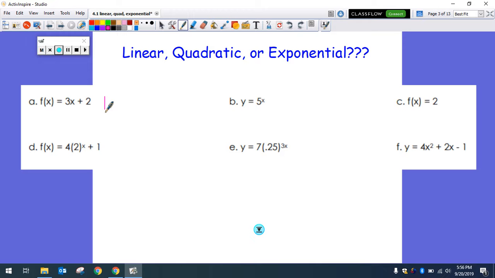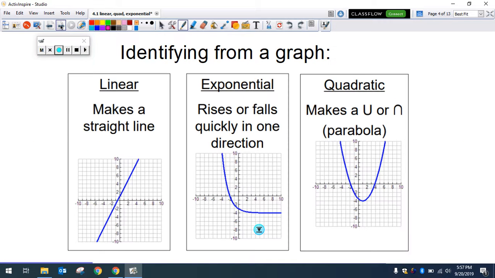A is going to be linear because there's no exponents. B is going to be exponential because it has an exponent of an x. C is going to be linear because there's no exponents. D is going to be exponential because it has an exponent of an x. E is also going to be exponential because it has an exponent of a 3x. And F is going to be quadratic because it has an exponent of a 2. All right, so that's how you do equations. Next up is how you tell from a graph.